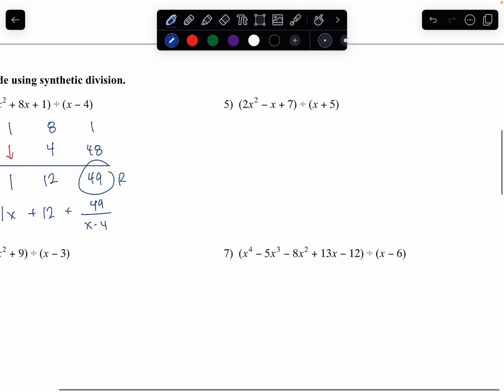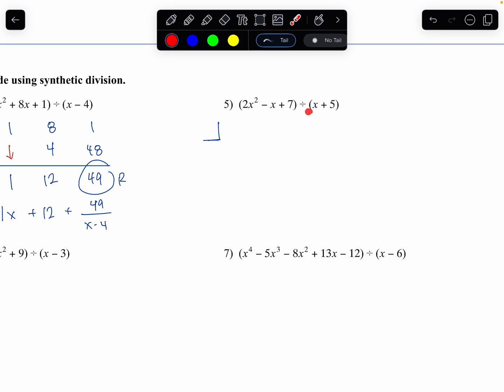Let's try another one. So we have 2x squared minus x plus 7. So first of all, let's think about what we're going to have in the box here. We're going to put the number that makes this 0. So that has to be negative 5. And then the coefficients of our dividend are 2, negative 1, and 7. I'm going to put a line right here.